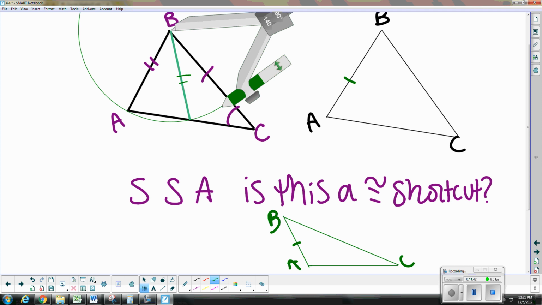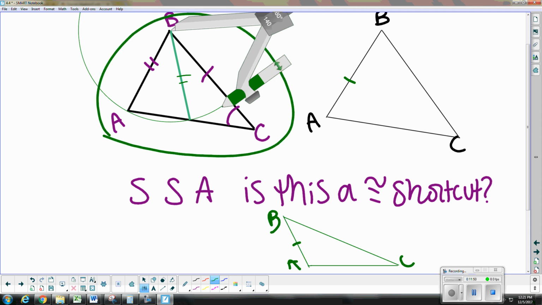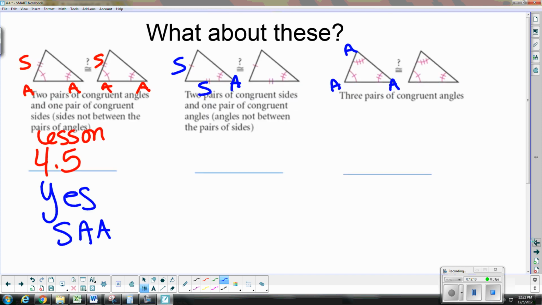And these sides are congruent. I know my bottom picture looks a little bit smaller, but you can see from the diagram that I drew up here. So this side is the same. This side is the same. And this angle is the same in both triangles, but these two triangles are clearly not congruent. So that's why this one does not work. So if you go back to your conjectures, side, side, angle, no, this is not a shortcut.